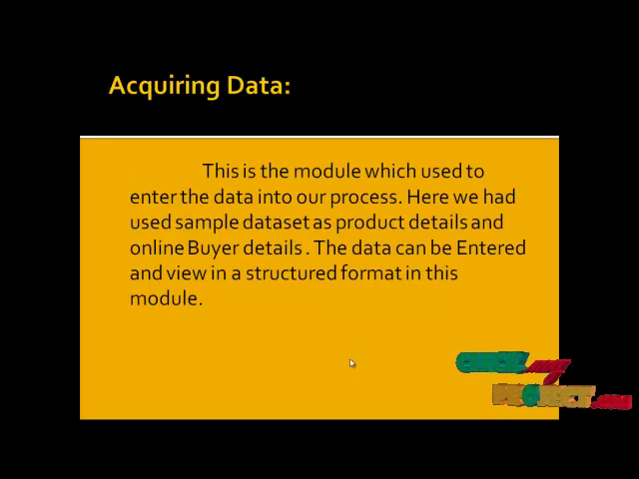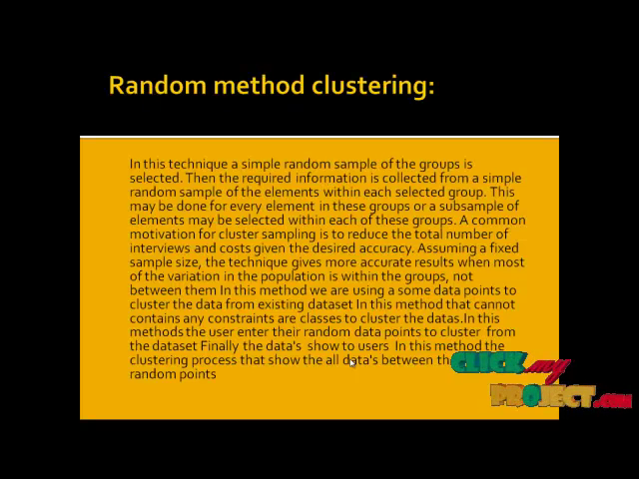The accumulating data module is used to enter the data into our process. Here we have the user sample dataset as product details and online buyer details. The data can be entered and viewed in a structured format in this module. Another one is the random method module.